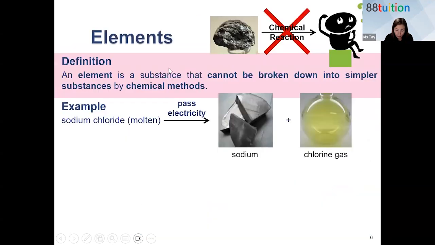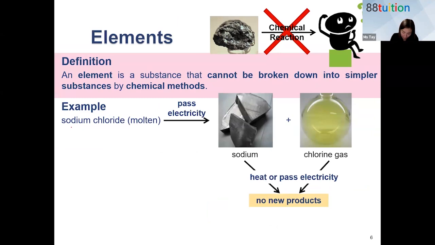So elements. Proper definition is in the pink rectangle here. An element is a substance that cannot be broken down into simpler substances by chemical methods. It is already the very basic building block of all things. You cannot break it down further. So we have an example over here, like sodium chloride. This is actually a compound.